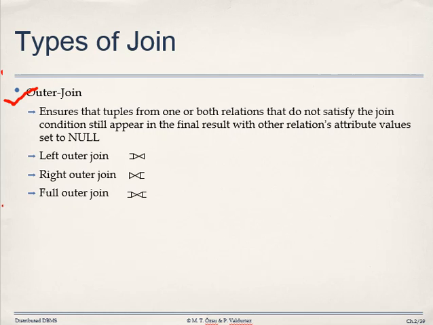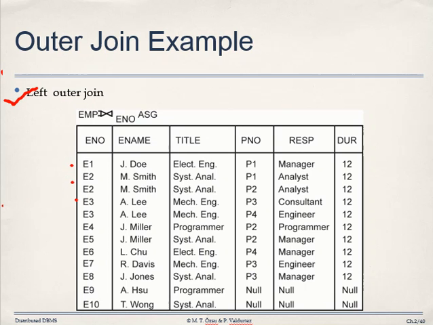So at that time the non-matching record will be displayed as a null in the resultant table. So at that time we should have a different type of join: left outer join, right outer join, and full outer join. So here we have a left outer join. First we will check the left outer join.